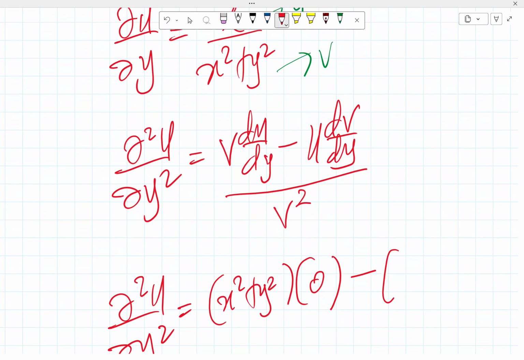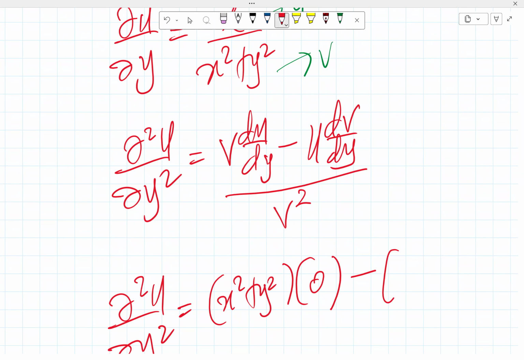So partial squared u, partial y squared is equal to, this is gone, right? So we have minus 2xy all over x squared plus y squared raised to power 2. So that's the second derivative.